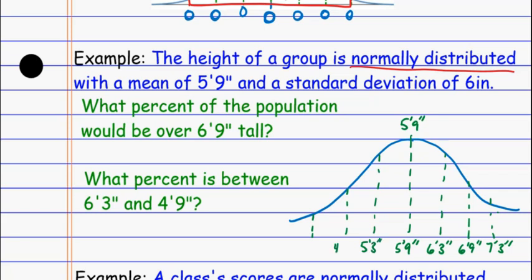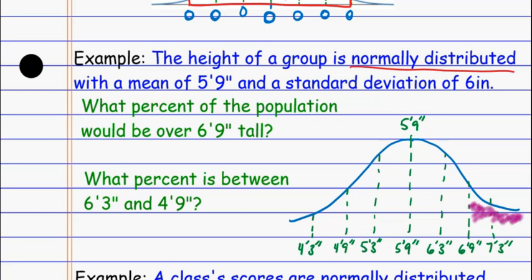And then 4 foot 9 inches. And then 4 foot 3 inches. Okay? In other words, this is what this distribution looks like. And now that I have that drawn, it's asking me, well, what percent of the population is over 6 foot 9 inches tall? In other words, what percent of the population is in this area under the curve?